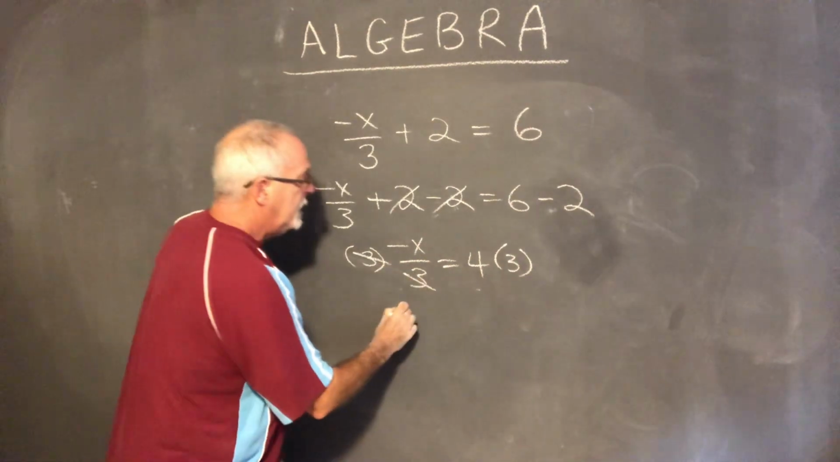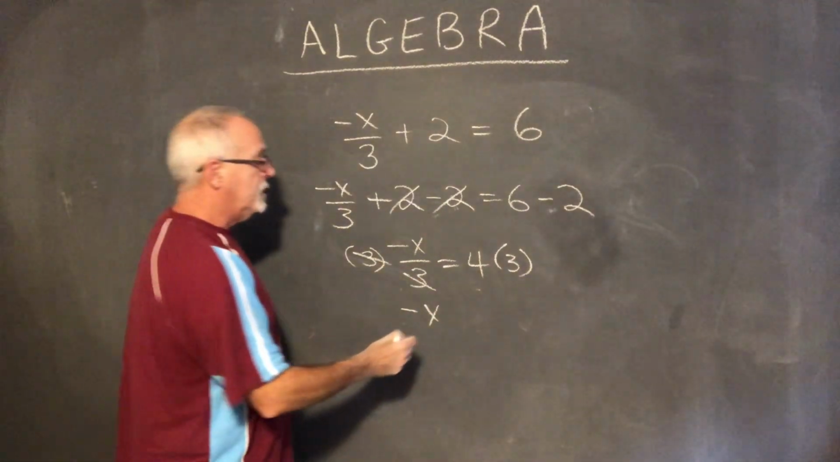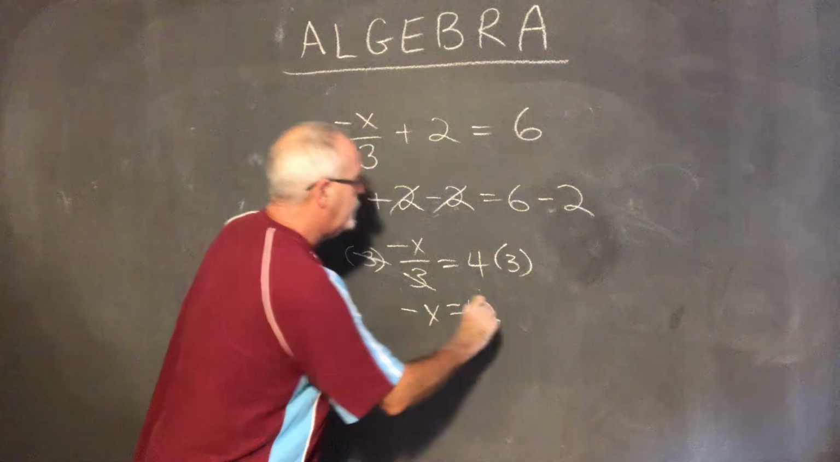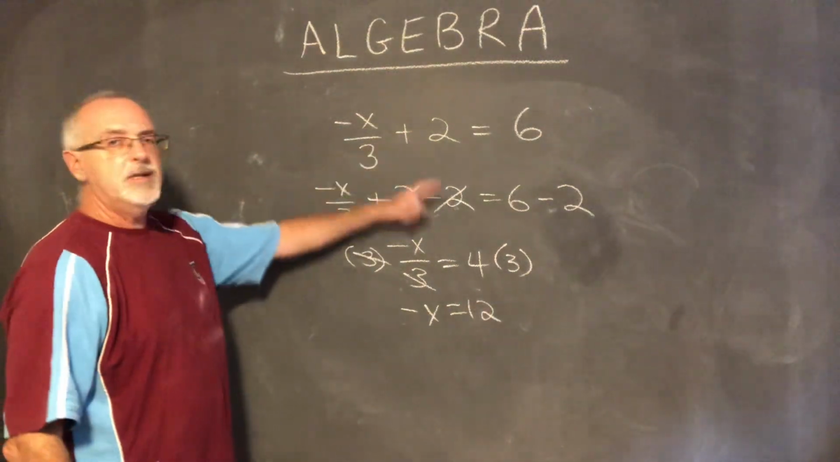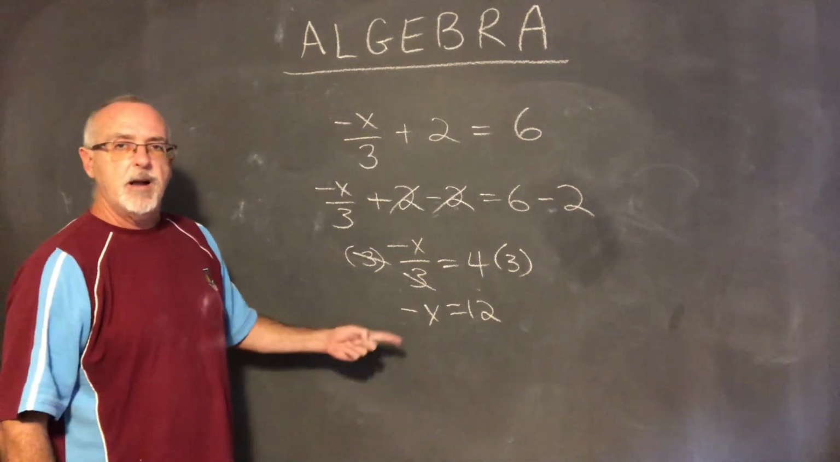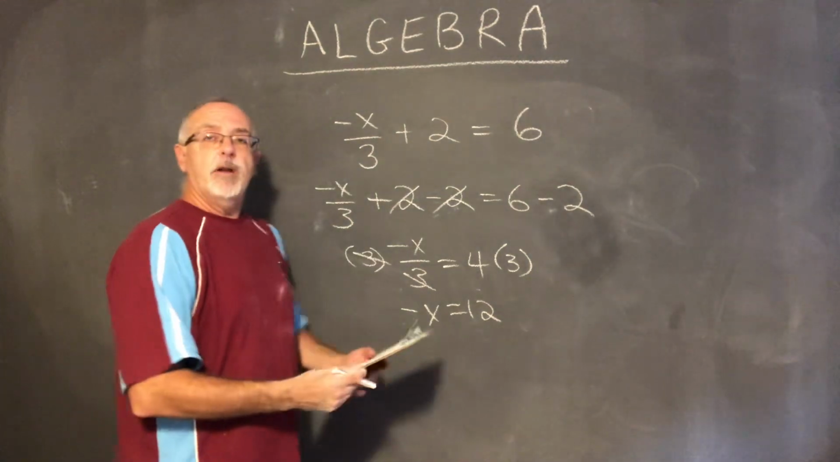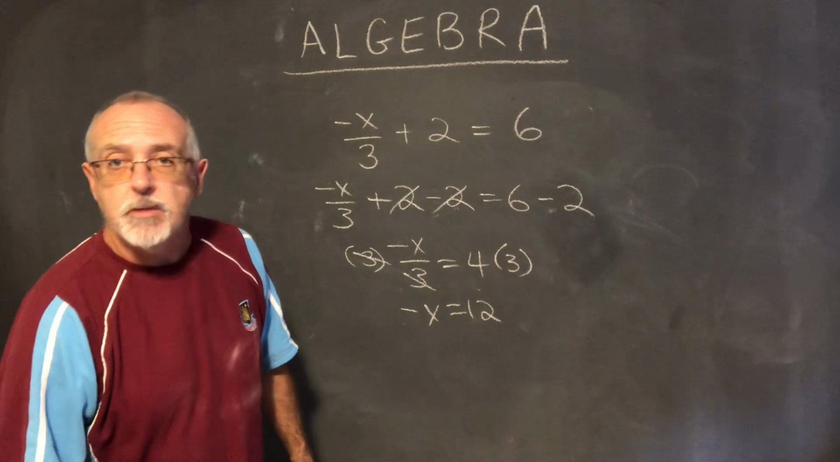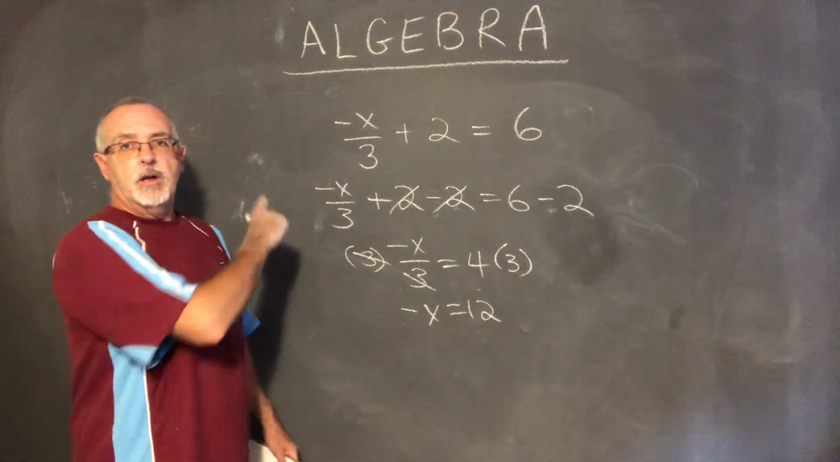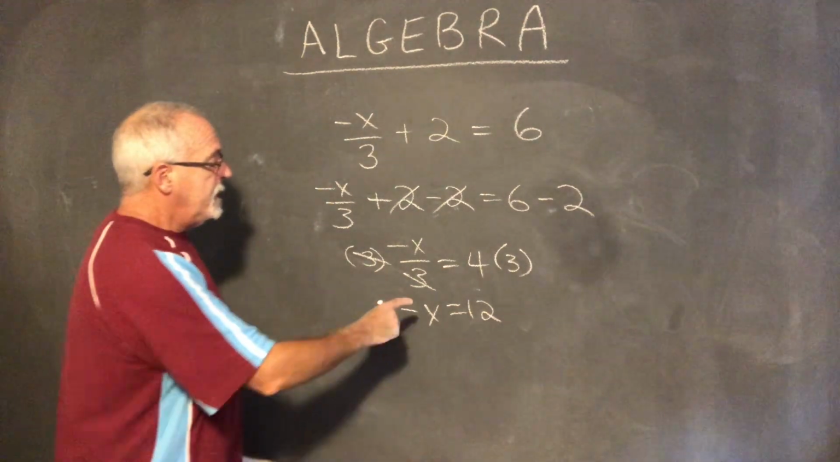These cancel. I still have negative x. My x is still not isolated. 4 times 3 is 12. I turned a 2-step into a 3-step because of this choice that I made, but am I afraid of a 3-step algebra? No. I'm not afraid of a 522-step algebra. Not really, although it would take quite a lot of chalkboard wall. Okay, negative x equals 12.